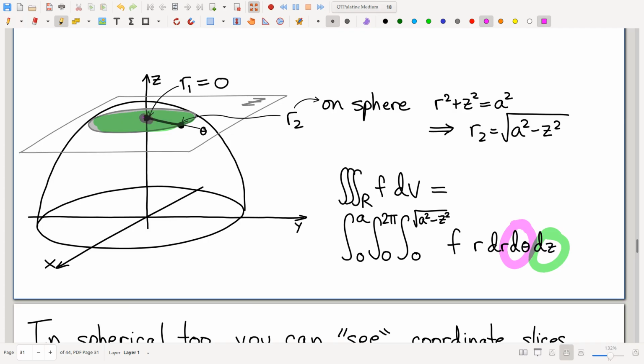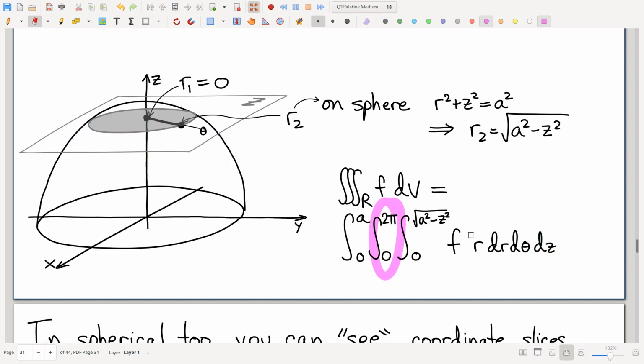Theta slices look like that. Pretty clear in this case. Goes all the way around. Right? So 0 to 2 pi. Again, you want to make sure to remember this comes up all the time. When you go all the way around in the theta direction, that just means 0 to 2 pi.